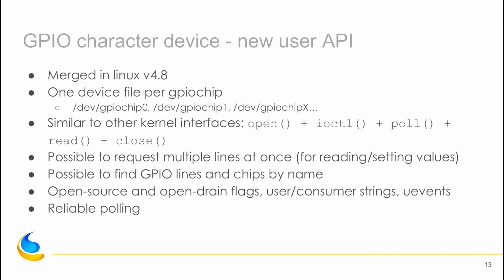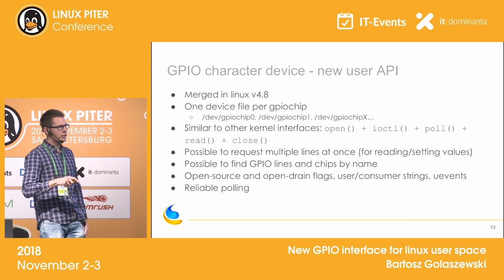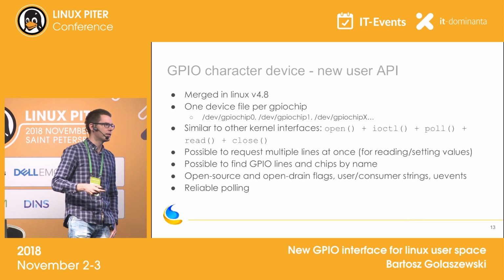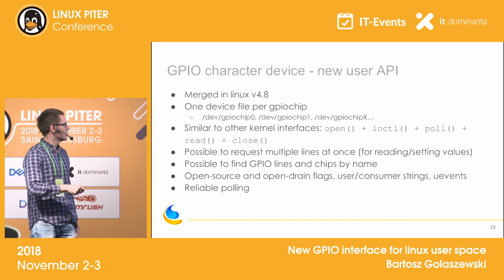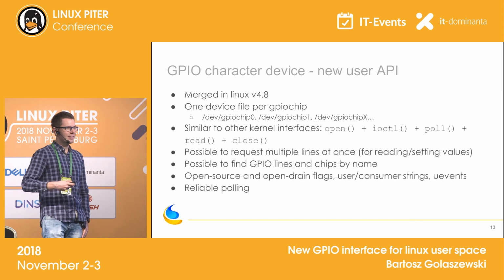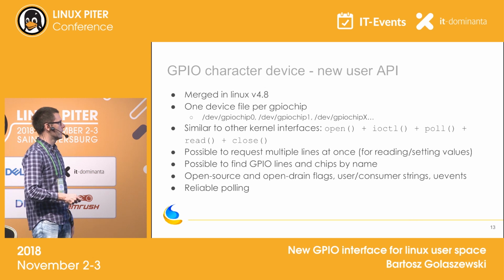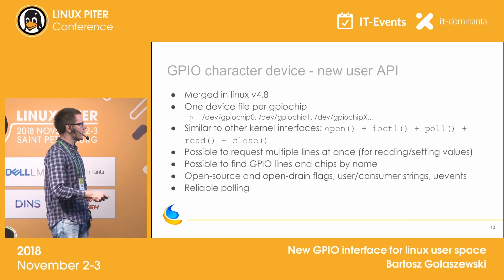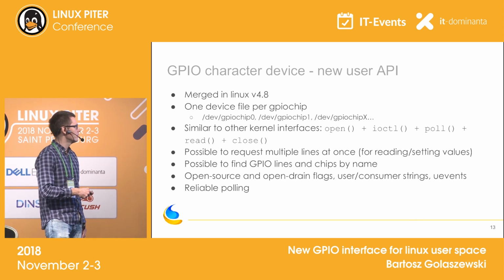So yeah, to address all the problems that we have with this subsystem, we have created a new interface, and this has been merged in kernel 4.8. Now, for each GPIO chip registered in the system, we're going to create a new device in /dev. So it's going to be gpiochip0, gpiochip1, and so forth. Since this is a regular character device, you work with it just as you would with any other character device. You can open it, you can call ioctl on it, you can poll it for events. I'm going to show it soon, and then you can read the events from it, and you can close it.